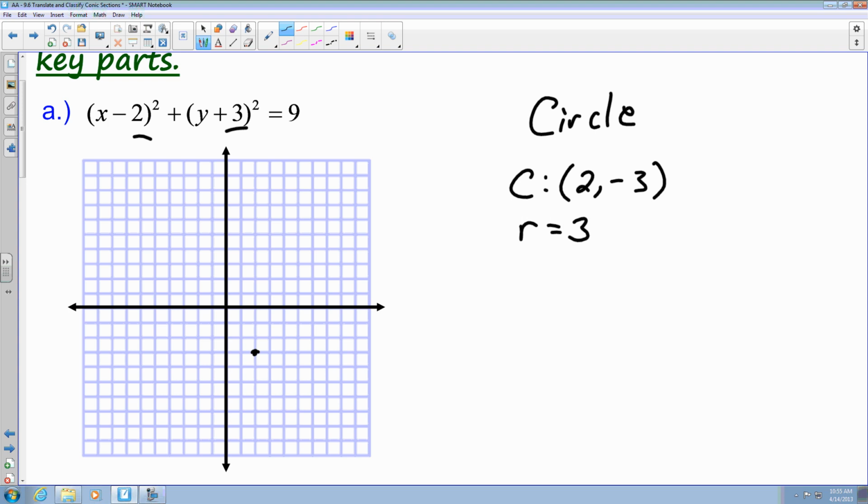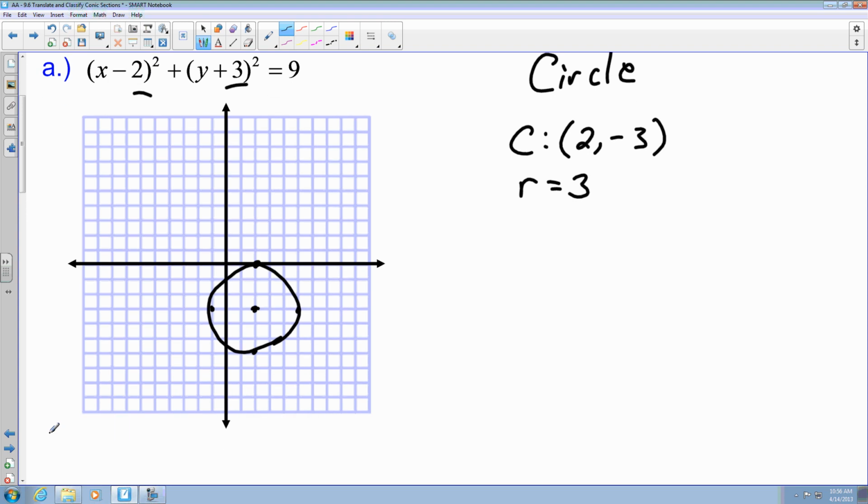Then I'm going to go 1, 2, 3 here, 1, 2, 3 here, 1, 2, 3 here, and then 1, 2, 3. And so all I've got to do now is just make the circle. Okay.